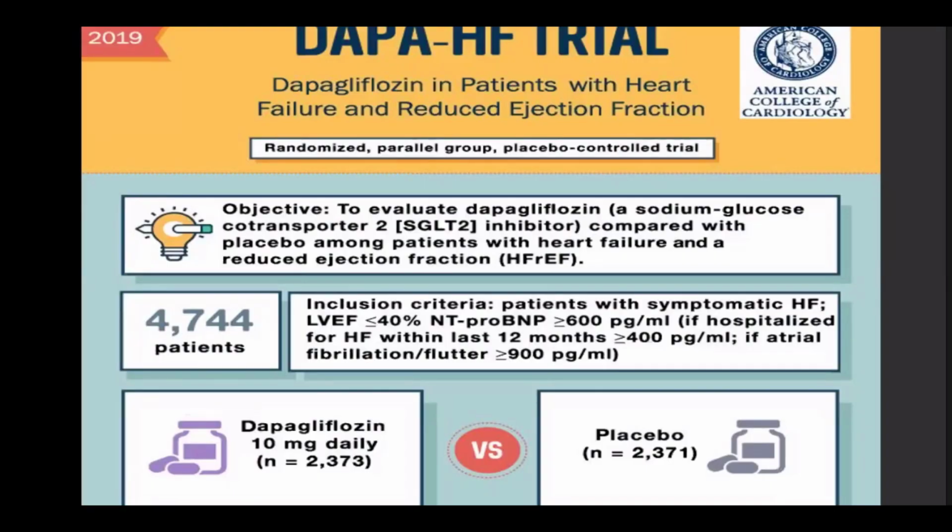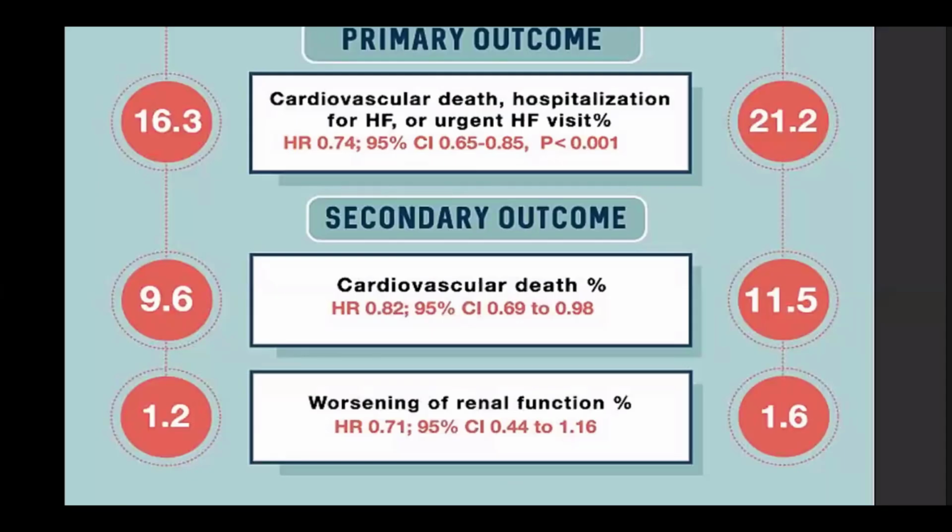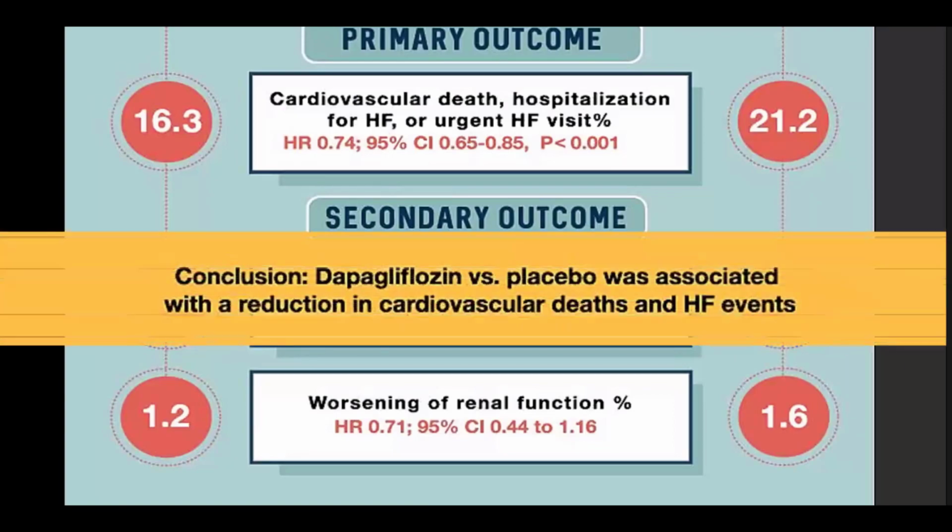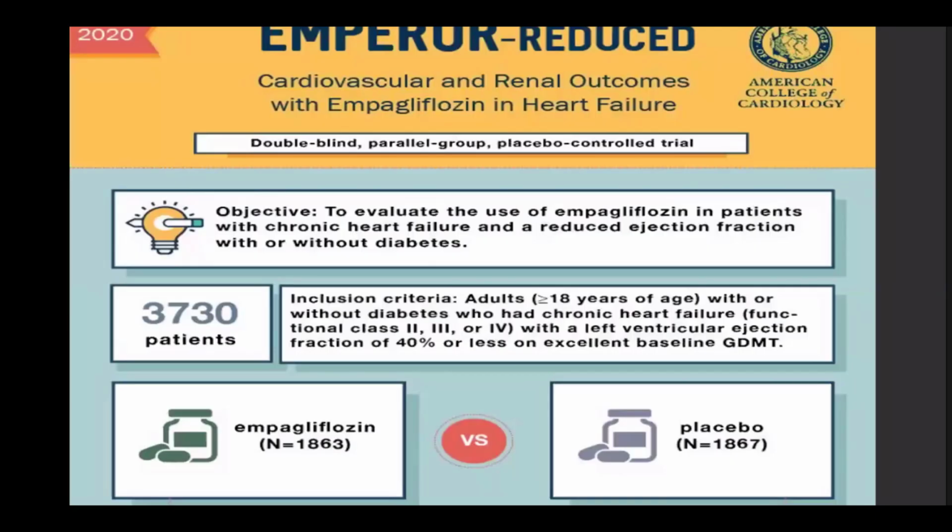And here comes our favorite, dapagliflozin, DAPA-HF trial. They used this drug in patients with or without diabetes mellitus having heart failure with reduced ejection fraction, that is EF equal to or less than 40%. And what they showed us was a reduction in the cardiovascular deaths and the rate of hospitalization.